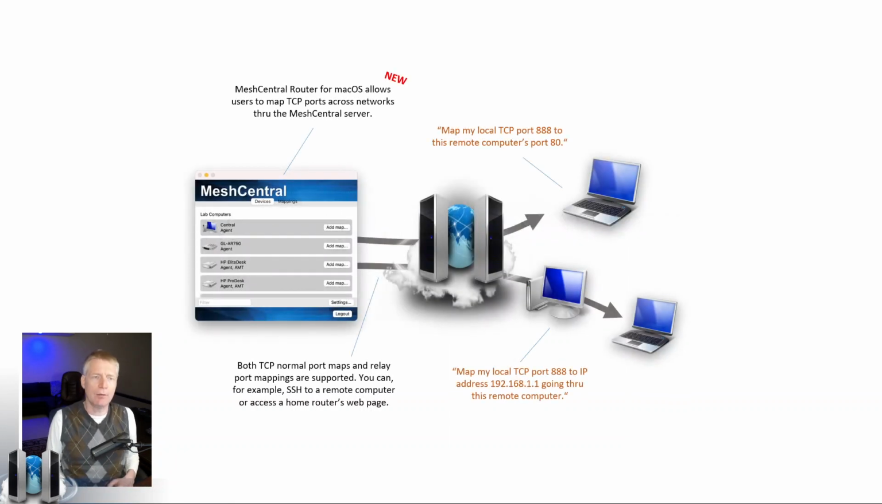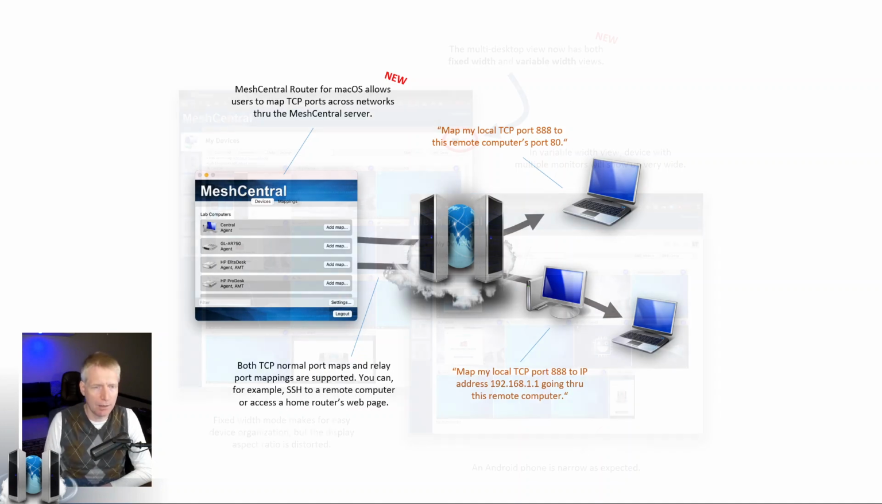So MeshCentral features, we're just going to go through a list of other features that I've not covered so far. We have a wonderful tool called the MeshCentral Router, and this is available for Windows and Mac, and it allows you to port map local ports on your computer that's running the MeshCentral Router to any ports on any remote computer anywhere on the network. So if you want to do RDP, VNC, or any other protocol like Microsoft SQL or whatever, you can just port map that and then run your applications through the server. Really wonderful. It's kind of a VPN replacement in a way.